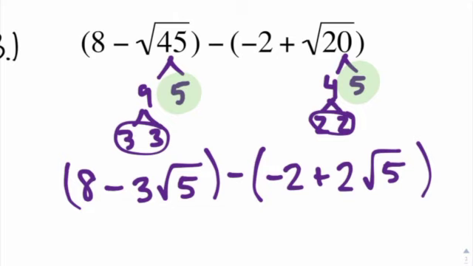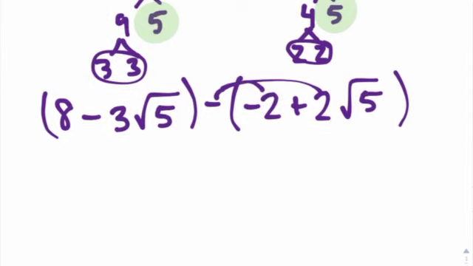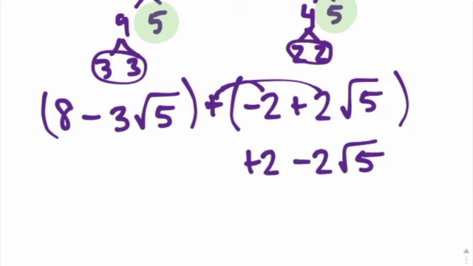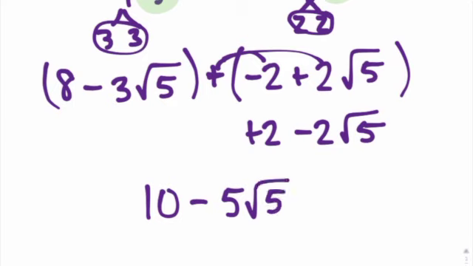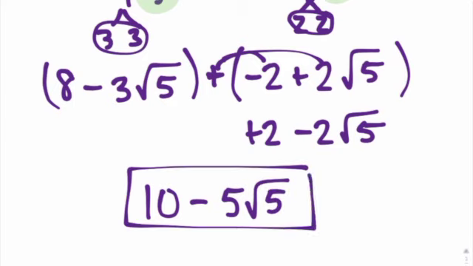The only difference with subtraction and what you've seen in previous lessons is this negative needs to be distributed. So it'll turn to a positive now, but now this is positive 2 and negative 2 radical 5. And now we can combine like terms. 8 and 2 make 10. And negative 3 radical 5 and negative 2 radical 5 is negative 5 radical 5. Okay? And so that's simplifying.